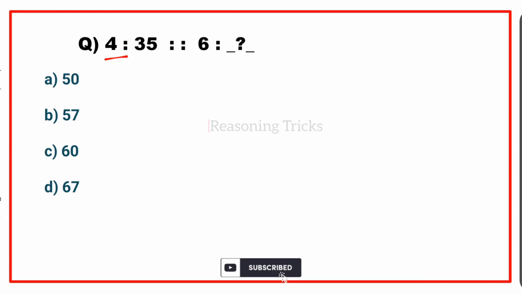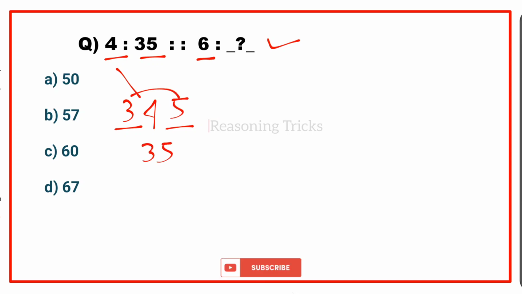Next, solve this question. 4 is to 35, then 6 is to what? Here we can see digit 4, previous number is 3 and after number is 5. So the number is 35. Then in case of 6, previous is 5 then after is 7, so the number is 57, so the option is B.